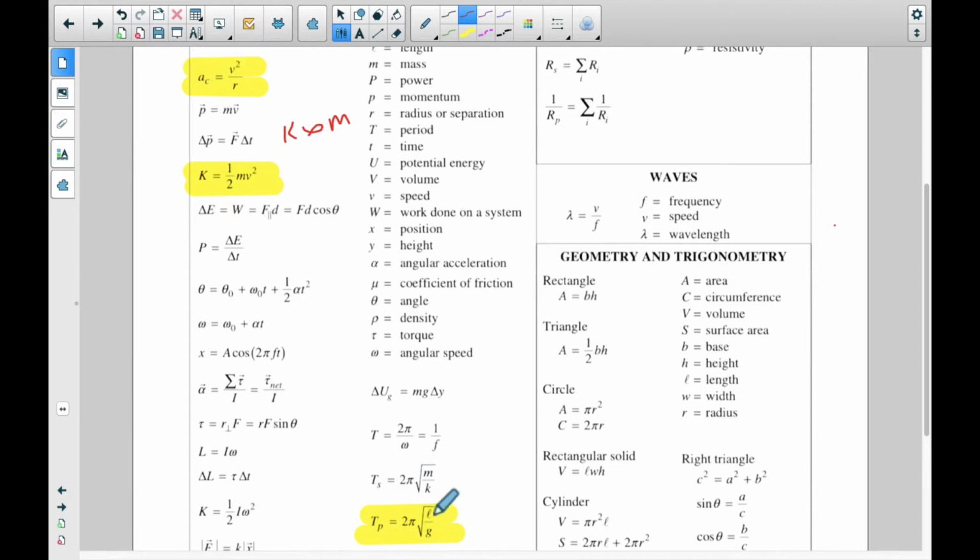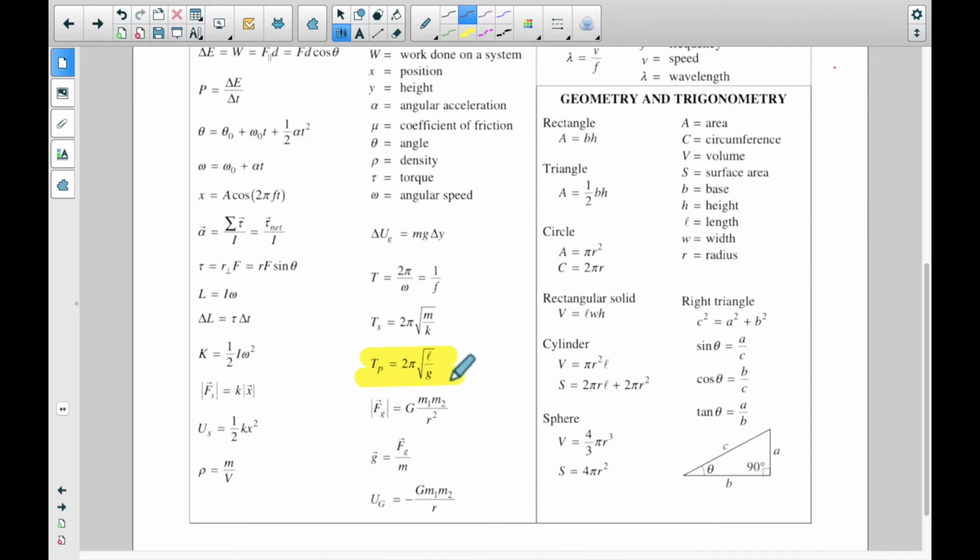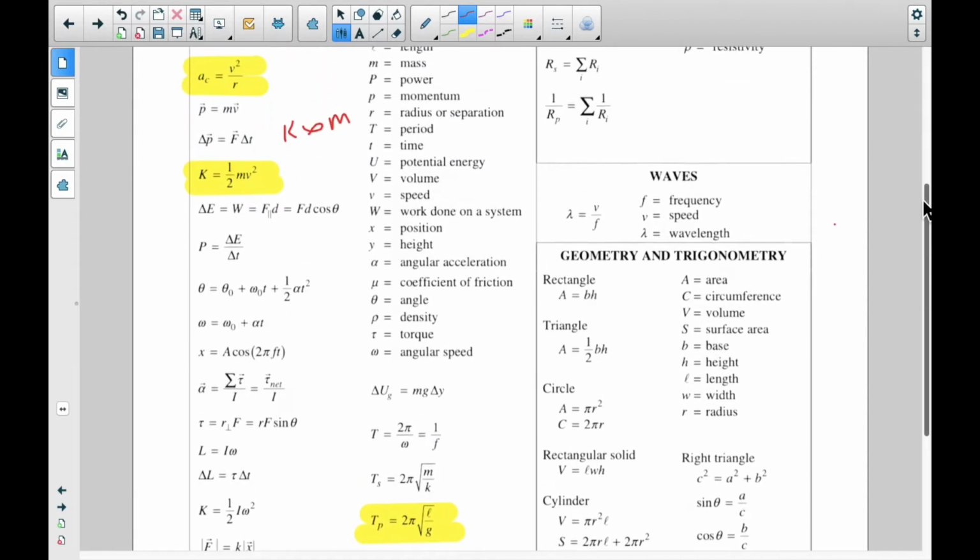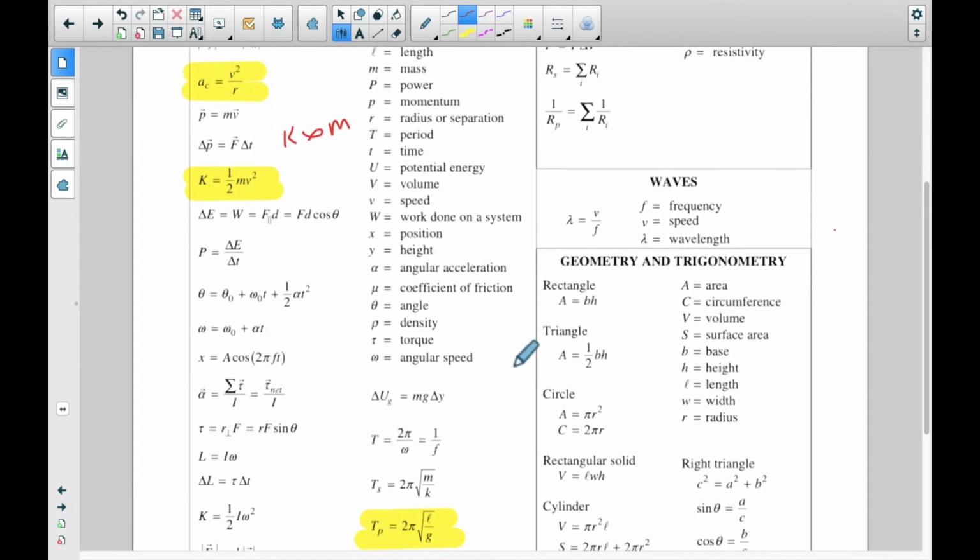And if we come down here, we have a square root equation. This is one that we've been working on recently. If I double the length, I actually take the period of the pendulum and multiply it by radical 2. If I double gravity, maybe take it to a different planet, then I actually take that period and divide by radical 2. So each of these equations that I've highlighted have relationships, but they're not always direct relationships.